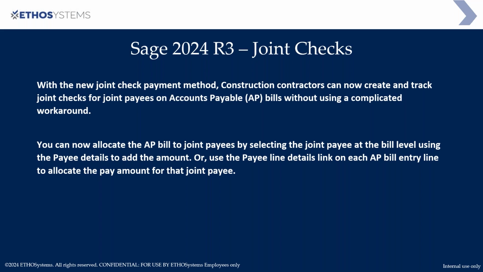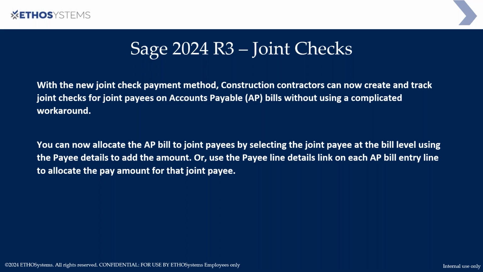Basically, you can do a lot of things with joint checks. One is you could simply change the address or the name of who the check or bill is going to, but you can also break out how much is being paid to each payee within the system. That's actually a really cool feature you couldn't do before. So you can say, okay, great, this part is going to go to this person, this part is going to this person.